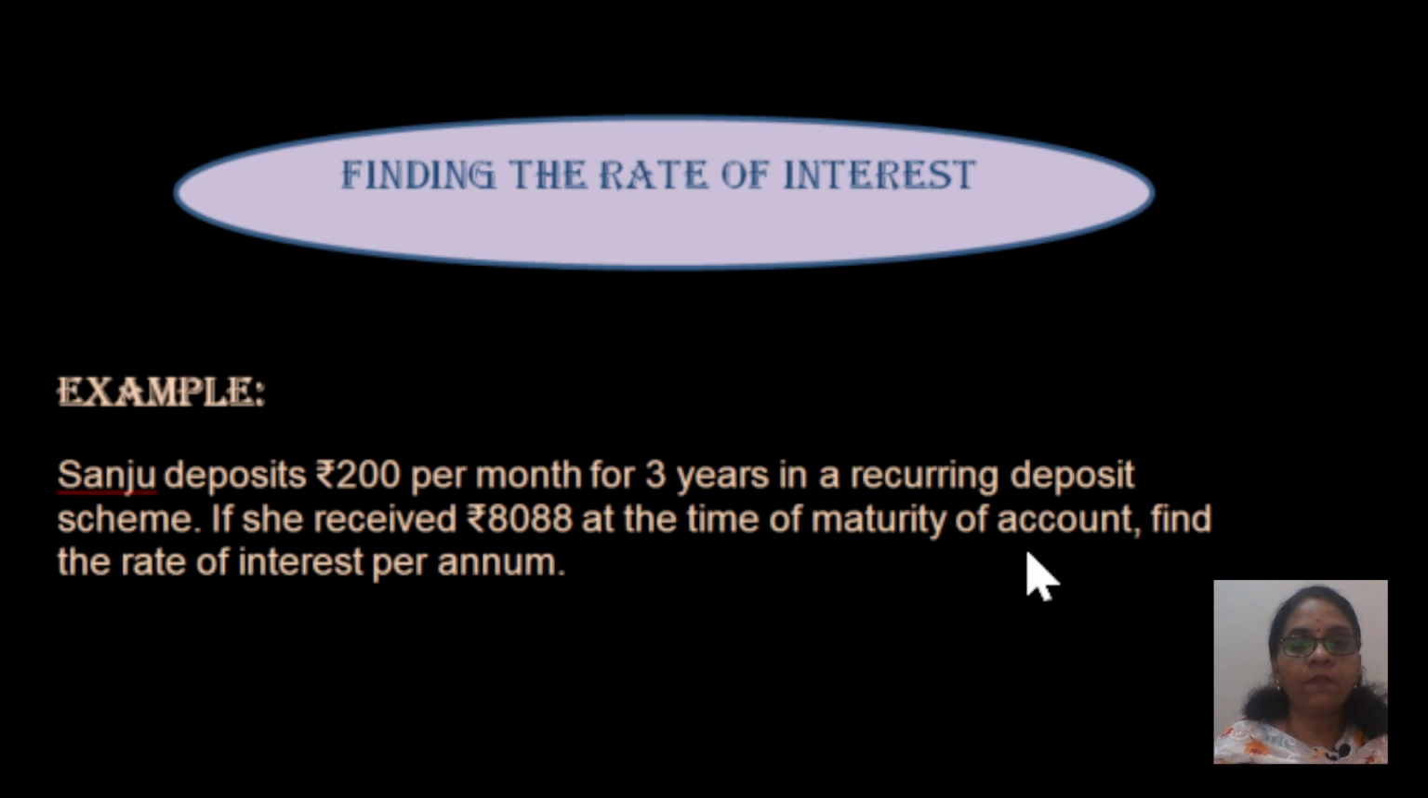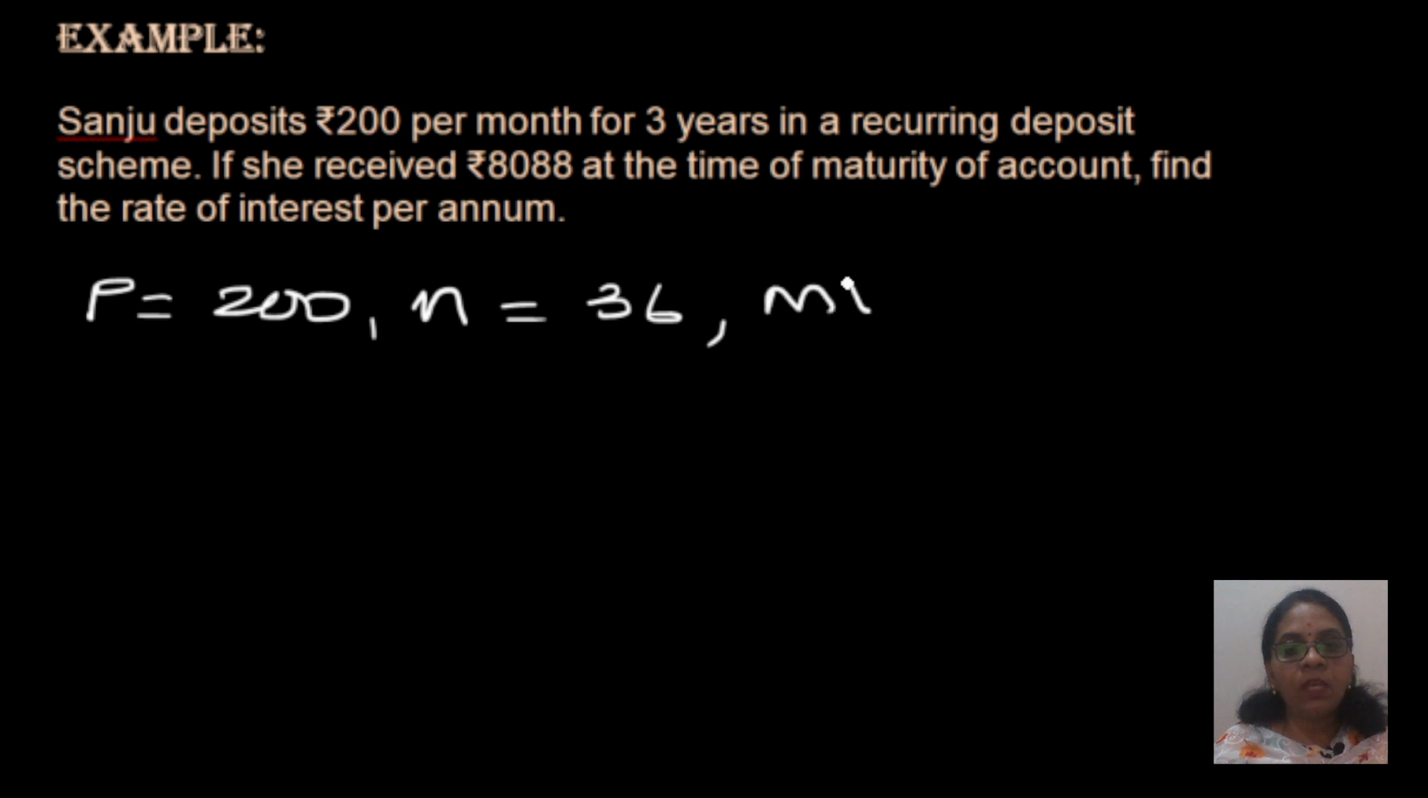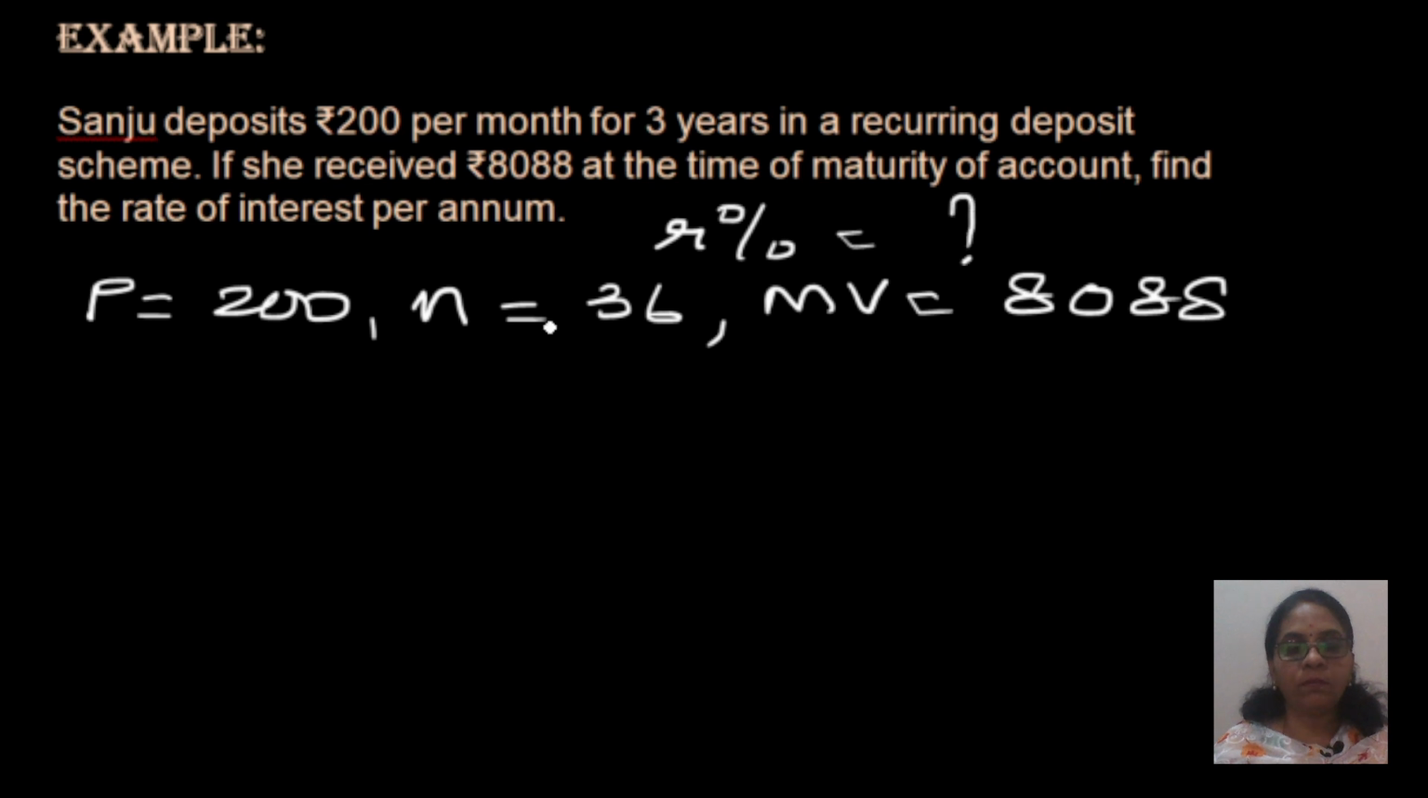In this question it is given that Sanju deposits 200 per month for 3 years in an RD account, that is, in a recurring deposit scheme. If she received 8088, so what is this 8088? 8088 is the maturity value. If she receives 8088, find the rate of interest. So, according to the data given, principal is equal to 200, N is equal to 36, and MV is equal to 8088. Find R percent.